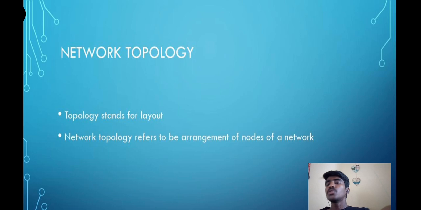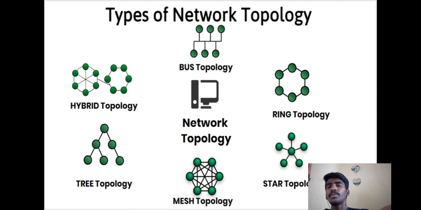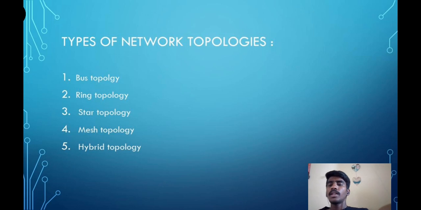So let's get into a new topic, which is network topology. It's mainly useful for your academics. So what is topology? Topology is nothing but layout, arrangement. Network topology refers to the arrangement of nodes of a network, nothing but arranging your devices in a better path. So here are some examples. Network topology is again divided into bus topology, ring topology, star topology, mesh topology, and hybrid topology. Let's see in detail.